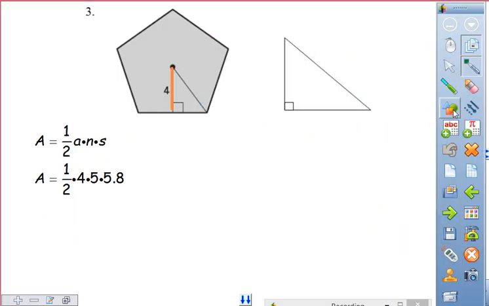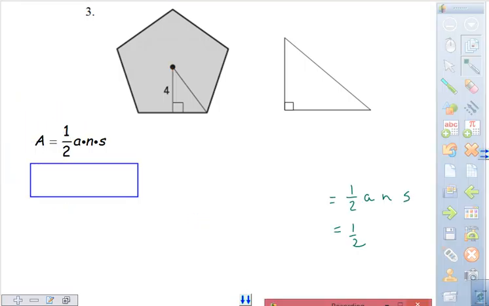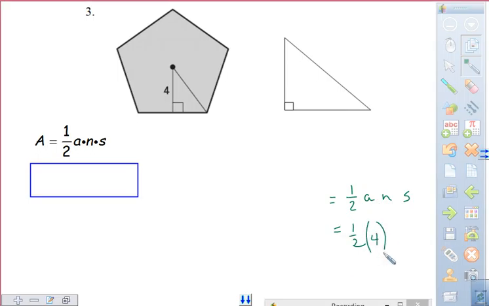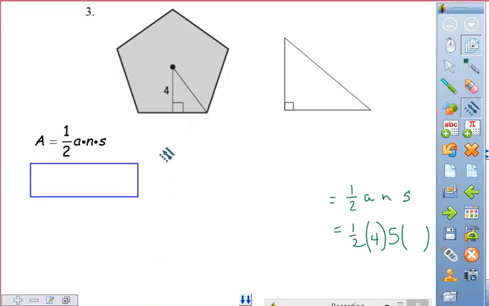Question number 3. We have a pentagon. We're trying to find the area of it. So it looks like our apothem is given at 4. The number of sides is 5. So we have to figure out what the side length is. So this S is what is missing. So that would be the distance from here to here. So our goal is going to be to find half of it, which is going to be this length, and then we'll double it to get a whole side.